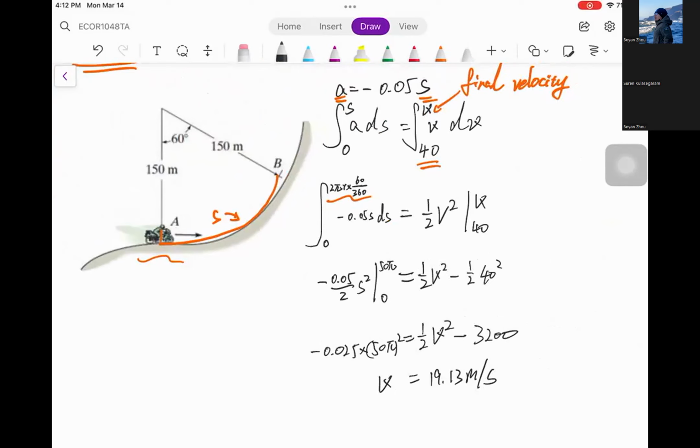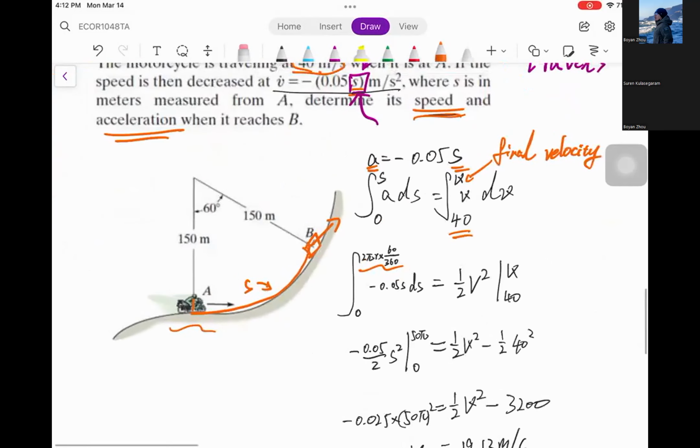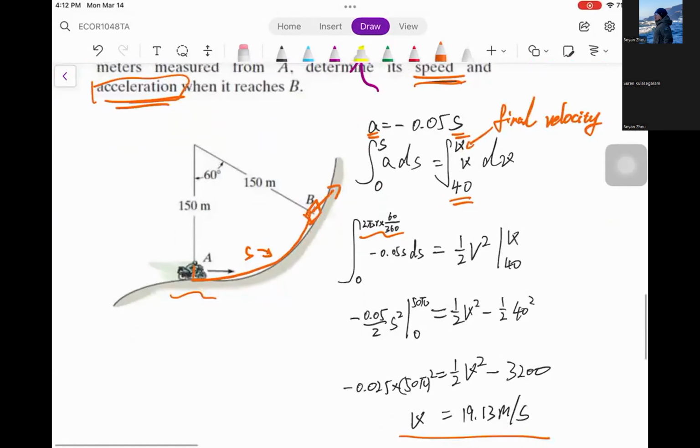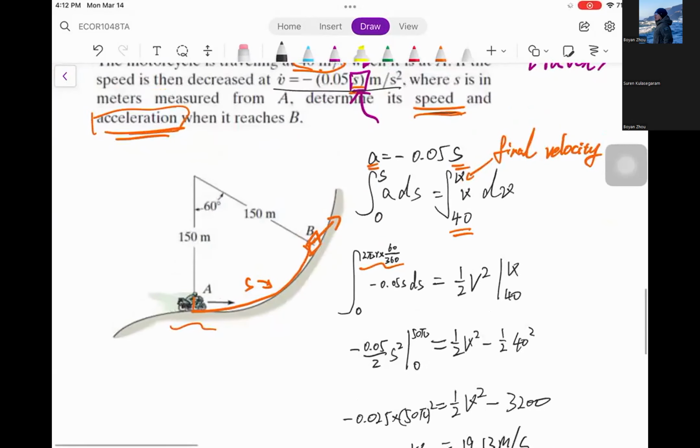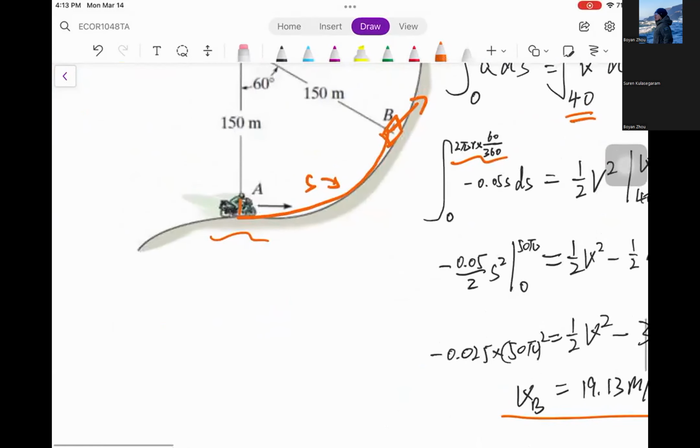So now we find out the velocity for the motorcycle when they reach point B. And then we need to find the acceleration. For any particle moving on the curve, when we are going to calculate the acceleration, just don't forget about the normal acceleration or the centripetal acceleration. So also for this motorcycle, we need to find out what is AT, the tangential acceleration, and also the normal acceleration. Usually normal acceleration is easier to find because it's just going to be v squared over r.